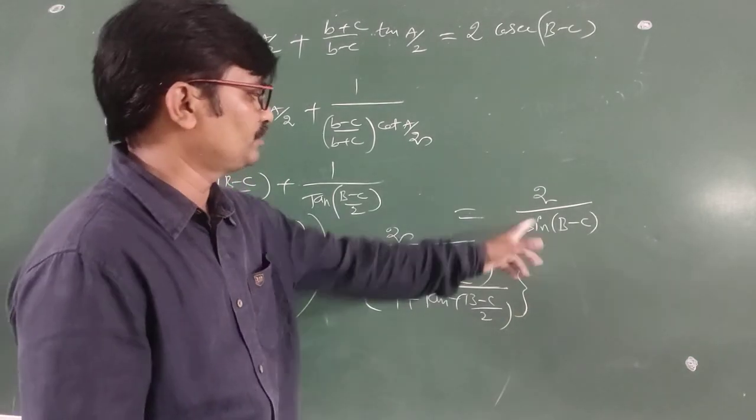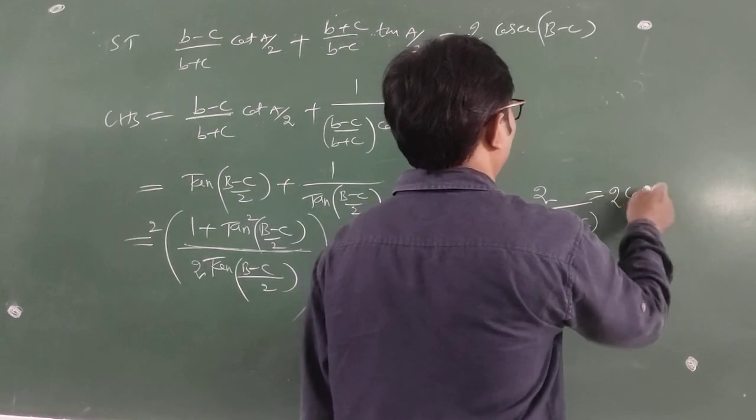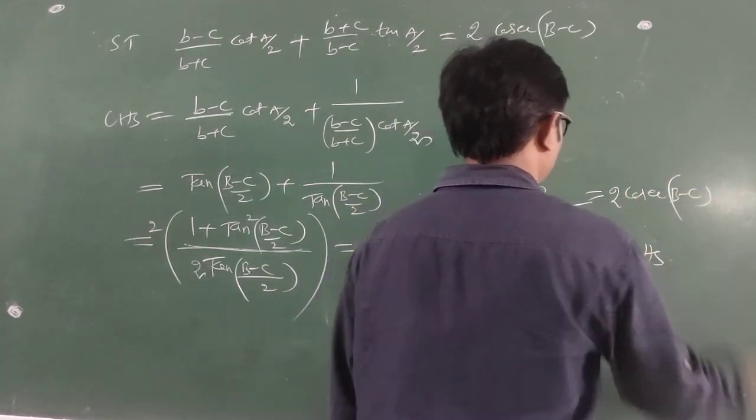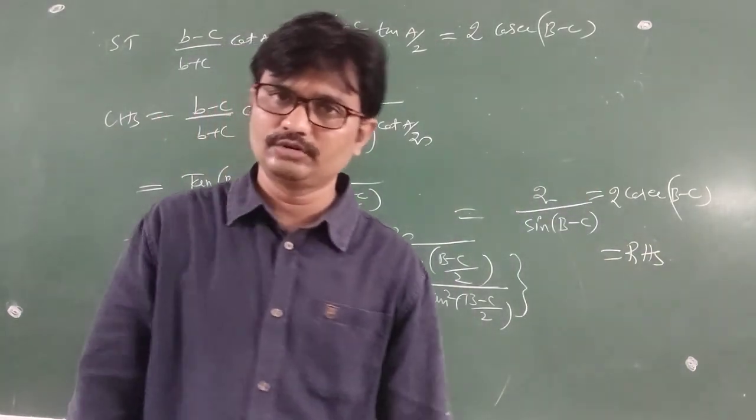The reciprocal of sin is cosecant. Now this can be written as 2 into cosecant of B minus C. This is, students, the right hand side: 2 into cosecant of B minus C. Okay students?